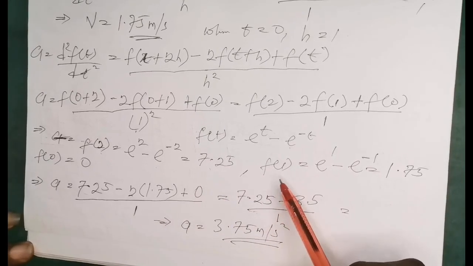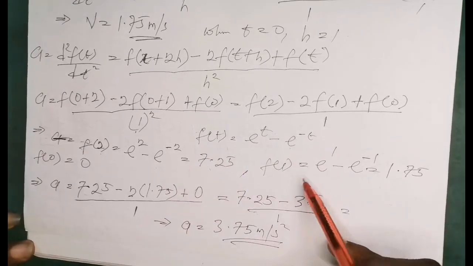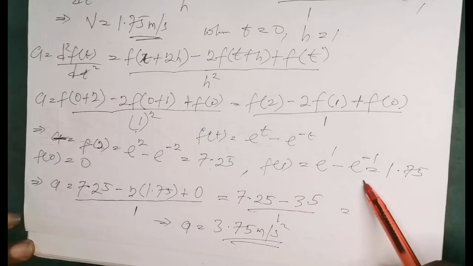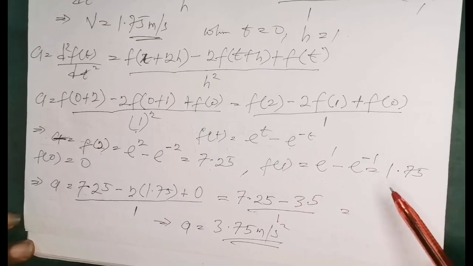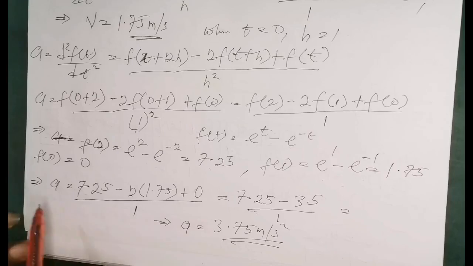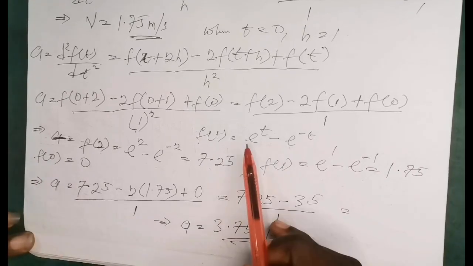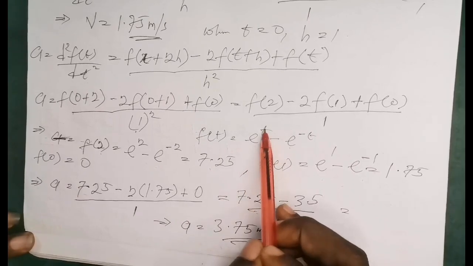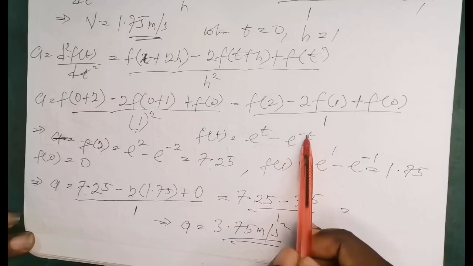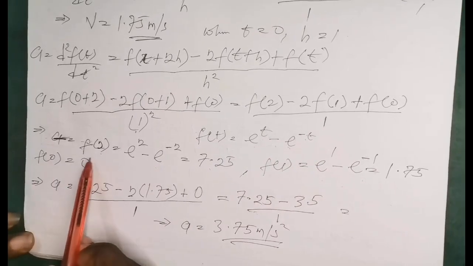Similarly, f of 1 simply means plugging the value of t as 1 in this equation. So f of 1 becomes exponential 1 minus exponential to the power of negative 1, and that simply gives us 1.75, right? Okay, so you find f of 0. Of course, we've gotten this earlier. f of 0 is 0. If you plug in the value of t as 0, exponential 0 is 1 minus exponential to the power of negative 0 is also 1. So you have 1 minus 1, which is 0. So f of 0 is actually 0.